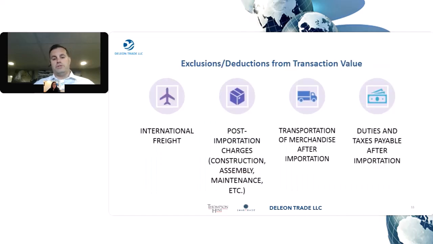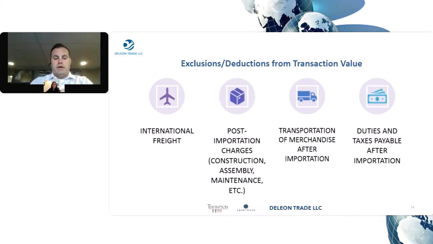Okay, other exclusions. These are more of the low-hanging fruit items that we've traditionally dealt with more often. International freight is a big one. That one's slightly more complicated, and I'm going to talk about that over the next couple of slides. But some of these other ones are a little more straightforward.